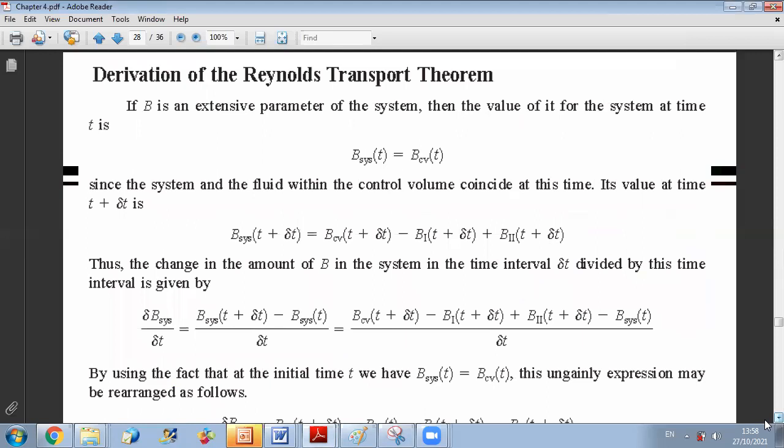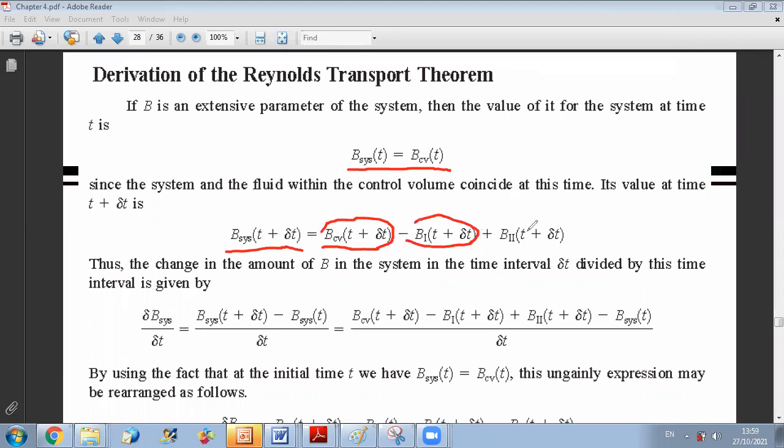Let us write together. Until now, what did we do? We said that at time t, the system and the control volume were occupying the same place. This is why the property of the system at time t is equal to the property of the control volume at time t. Now the system at t plus dt is different. We have seen together that it's equal to the property of the control volume minus the property in part 1 plus the property in part 2.